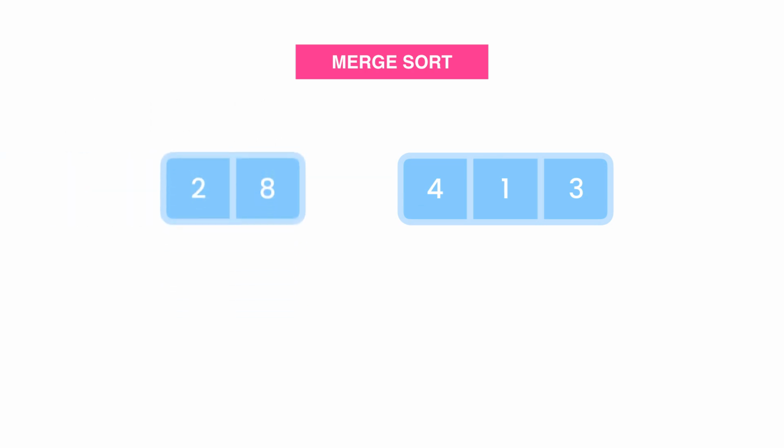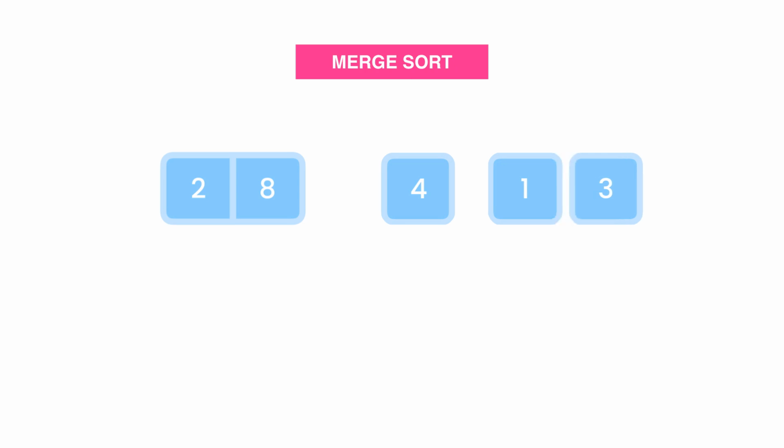Now we repeat the same steps with the subarray on the right. So we calculate the index of the middle item, that is 3 divided by 2, which equals 1. We cannot divide the array that contains 4 anymore, so we're done here. Now we divide the right subarray. We cannot divide this further, so now we should merge these 2 subarrays. 1 is smaller, so it comes first, followed by 3.